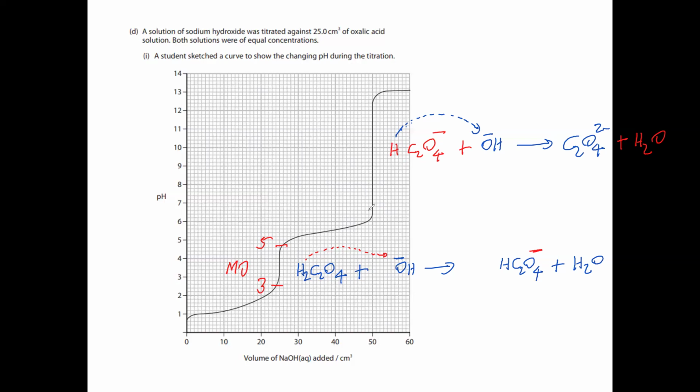For the second one, the rapid pH change starts from around 6.5 to 12, and we know that the indicator that will cover this region is phenolphthalein. So those things we know. A student sketched a curve to show the change in pH during this titration. So it's a neutralization of a dibasic acid in two steps.